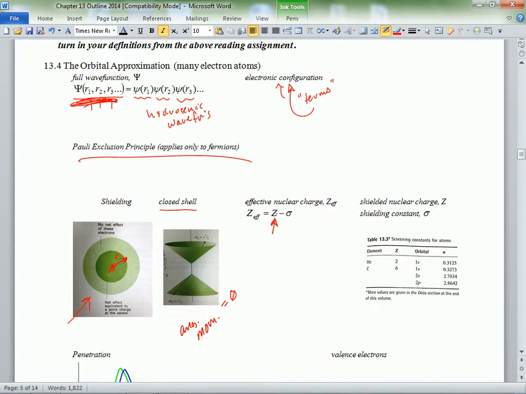Less. It's a little bit less because look at the equation. The effective nuclear charge is Z minus sigma. You're subtracting something, right? So you're not feeling the full charge. Okay. And why aren't you feeling the full charge? What do we call it? Shielding. Okay. So if you take a look at what these constants are, these shielding constants, they're tabulated.